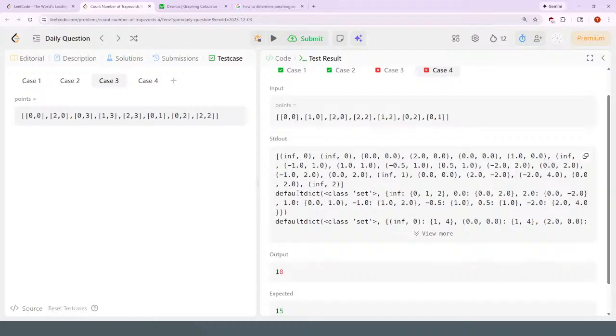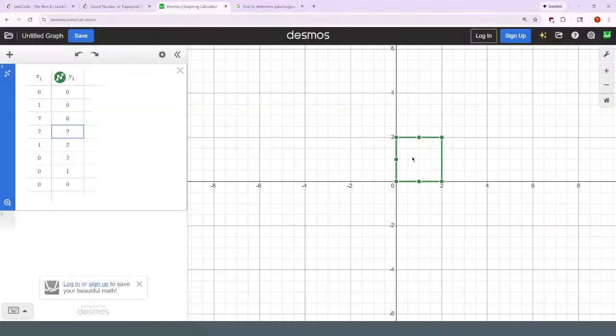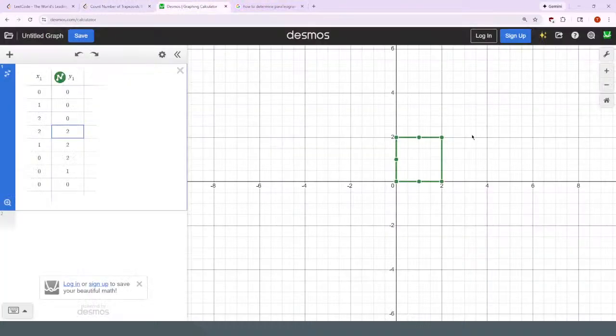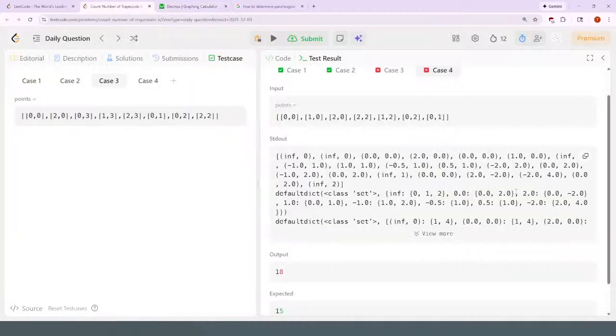So this would be this thing. So for infinity, that's going to be vertical. So you can have a vertical line through 0, 1, and 2 as the x-intercepts. 0, 1, 2, okay, that's fine. And the slope is 0, you can have 0 and 2 as the y-intercept. 0, 2, sure. The slope of 2, you can have 0 and negative 2.